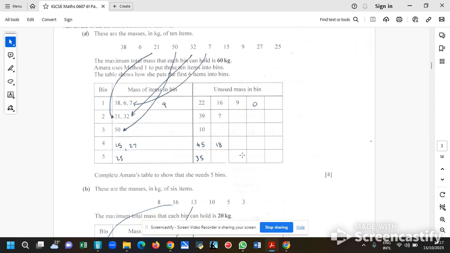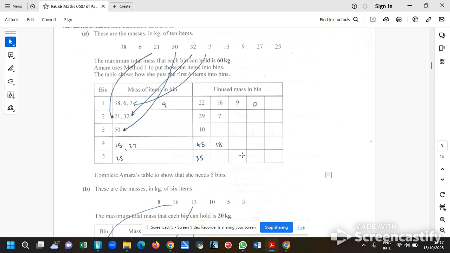Having had an example, you now have to do one for yourself, and you have to put the masses in the bins. Now, the 38 and the 6, they can go in the first bin. There's no problem about that here. The capacity this time is 60 kilograms. 38 and 6 is a lot less than that. It leaves 22 after you put the 38 in and 16 in total after you've put the 6 in.